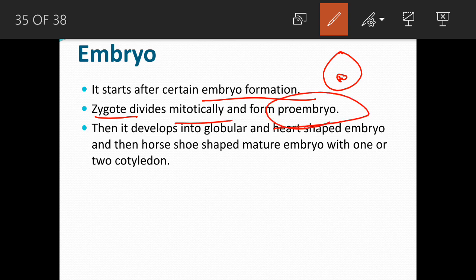Then it divides into globular form, heart-shaped embryo, horseshoe-shaped embryo with one or two cotyledons. If one cotyledon is present, it is called monocotyledonous embryo development. If two cotyledons are present, then it is dicot embryo development.